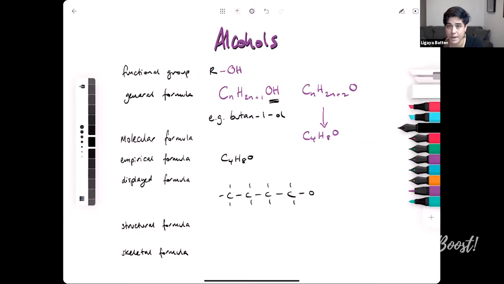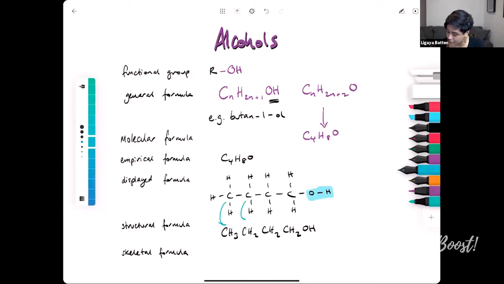And I did say that we need to show every single bond, so it would be best to show the O and the H with a bond in between, even though sometimes you'd see it as an OH, and some examiners would accept it, again, depending on the context of the question. But in general, to be safe, I would always show this bond between the OH if you're specifically asked to draw a displayed formula. The structural formula is going to be CH3, CH2, CH2, CH2OH. Okay, and again, hopefully you can see how I'm focusing on each C one at a time to get that structural formula.